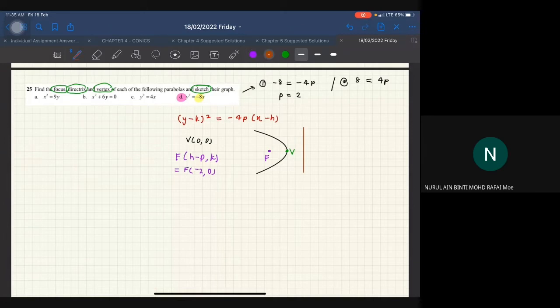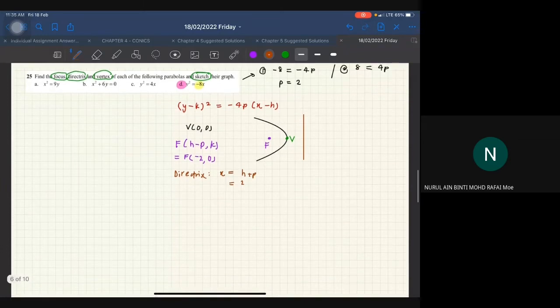Okay, what about your directrix? So directrix is X equal to, okay, so dia duduk ke kanan. So bila dia ke kanan, dia akan tambah. So you have H plus P. H is 0, P is 2. So X is equal to 2. Settle. Okay, so now let's sketch our graph properly.